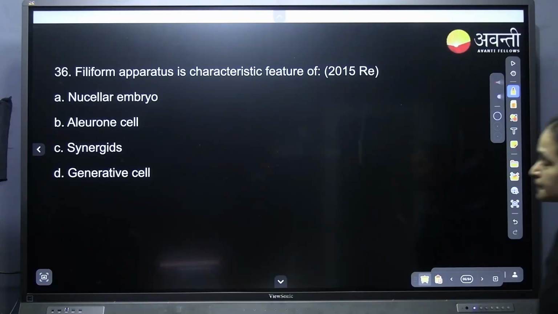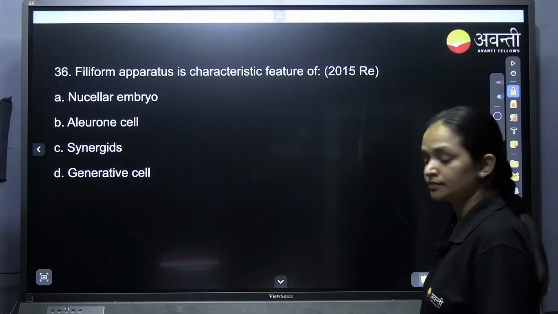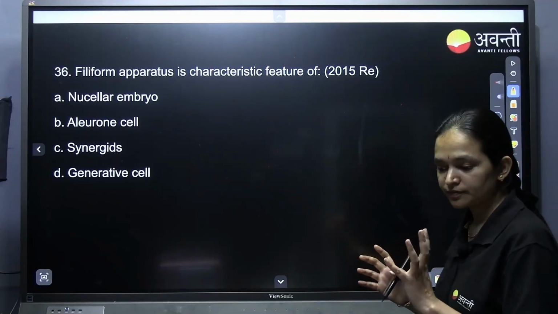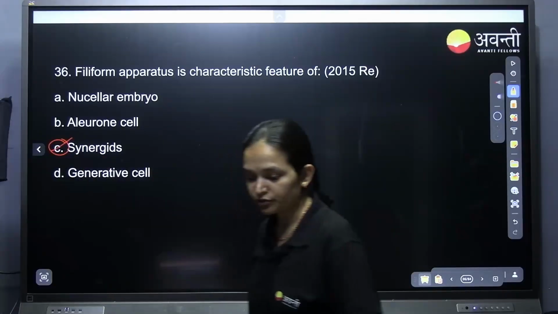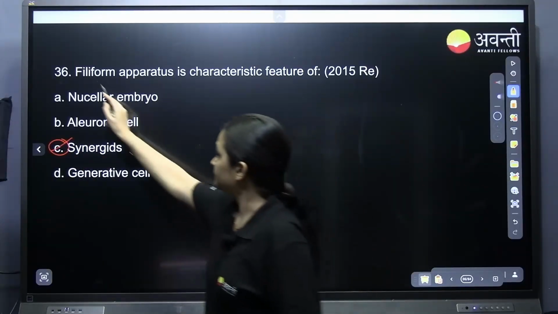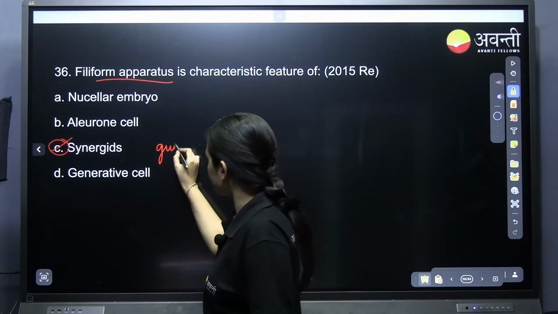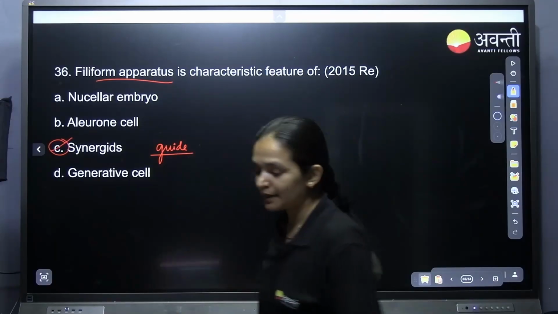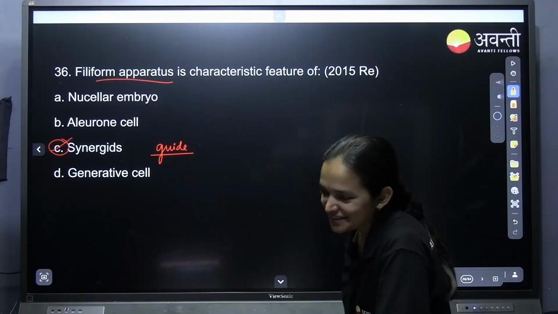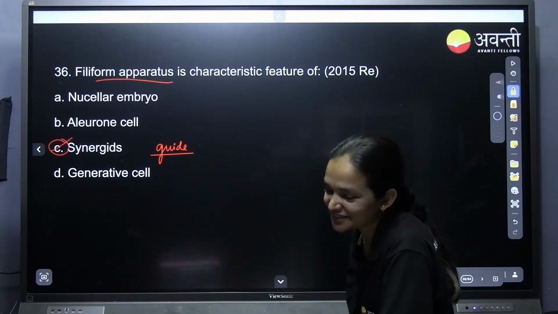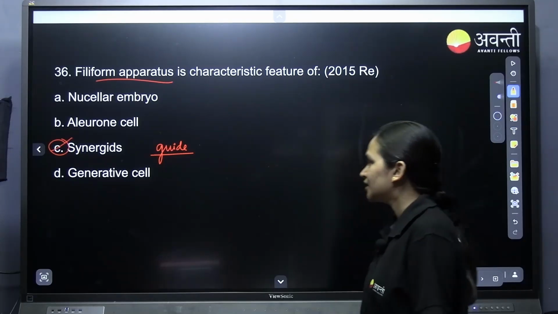Filiform apparatus is a characteristic feature of synergids. And what is the role of this? What is the role of the filiform apparatus? To guide the male gamete, not the pollen grain, the male gametes. Yes, that's the difference I was talking about previously, isn't it? To guide the male gamete.